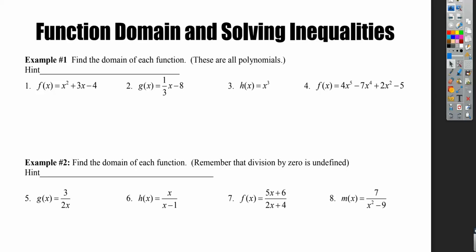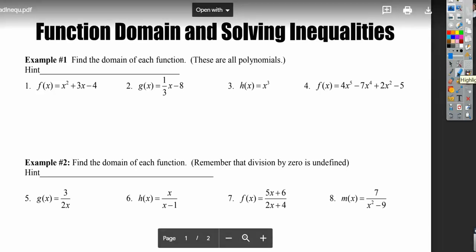The first example is when I have functions that are polynomials. So I want to find the domain when I have a function that's a polynomial. A polynomial, remember, all my degrees have to be greater than 0. They really have to be whole numbers. So when I'm finding the domain of a polynomial function, the domain is always all real numbers. Whenever I have just a polynomial, my domain is always going to be all real numbers.